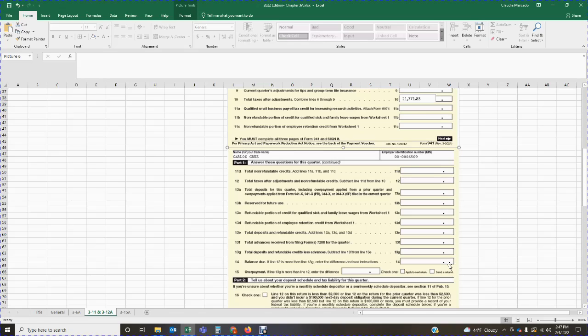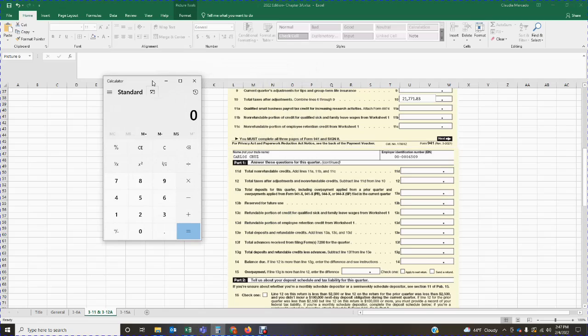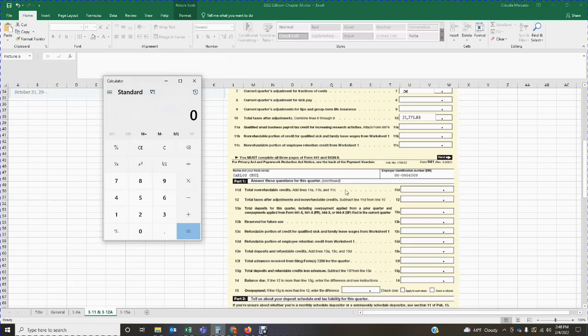Item number 11D. Total non-refundable credits. We don't have any. Number 12. Total taxes after adjustments and non-refundable credits. Subtract line 11D from line 10. Okay? So that's what the instructions say. Subtract line 11D from line 10. Okay? So let's look at 11D. Let me see, where are we?